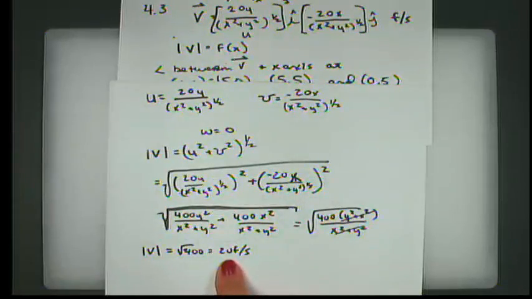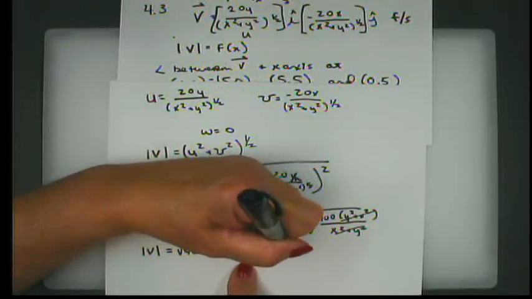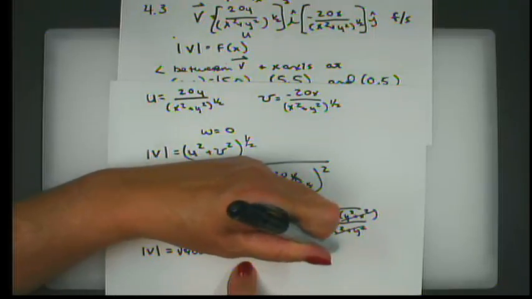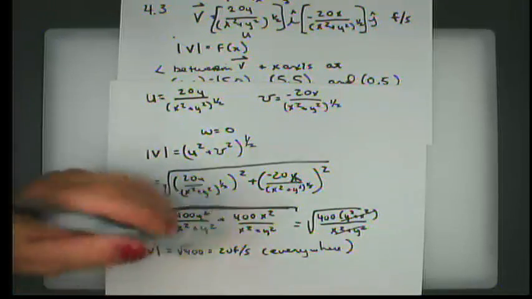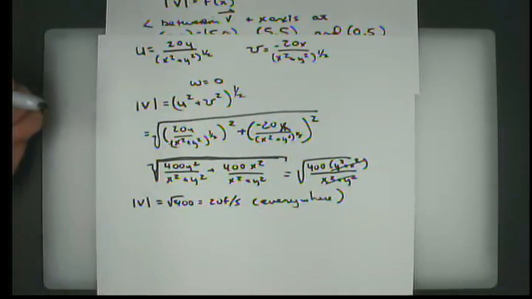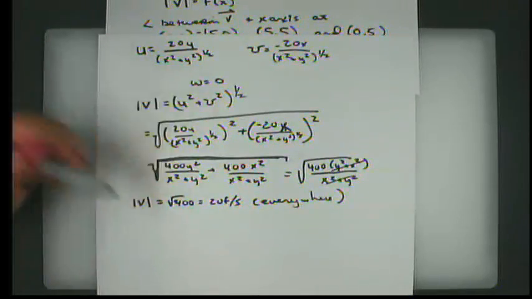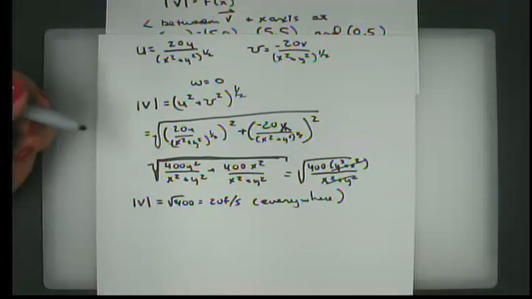Another interesting thing about this is it's not dependent on x and y, is it? So what that's telling me is that at every x and y value, it is equal to 20 feet per second. So the speed is constant. Excuse me, the velocity is not constant. The direction will definitely change because we have the variables in the vector equation, but the variables actually cancel themselves out in the speed equation.